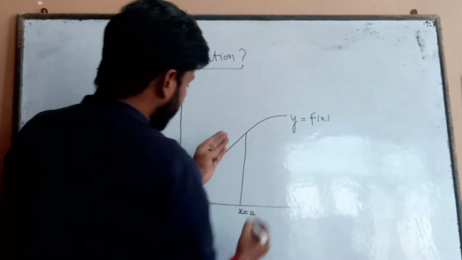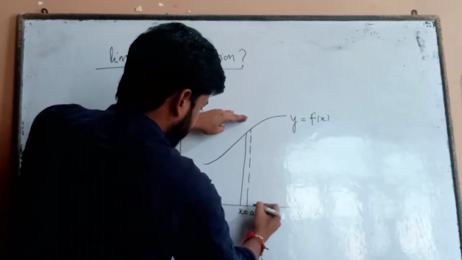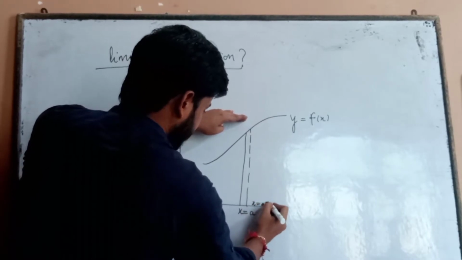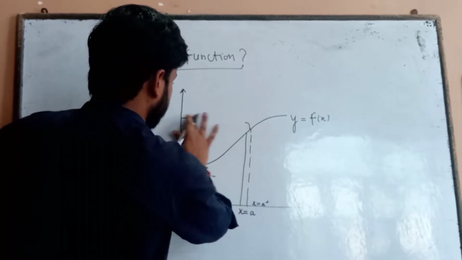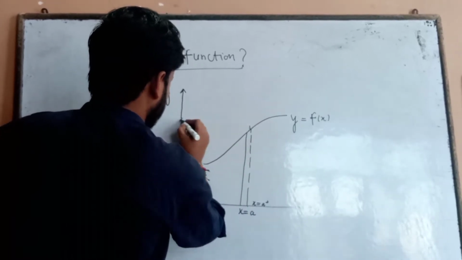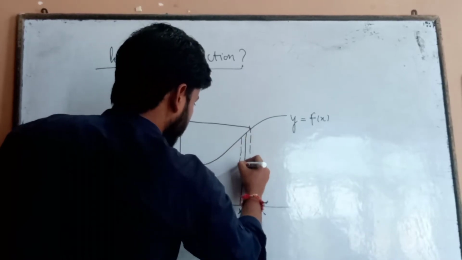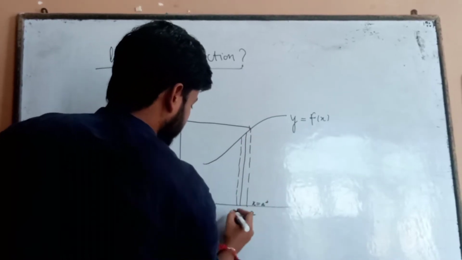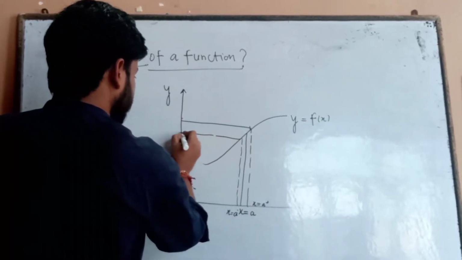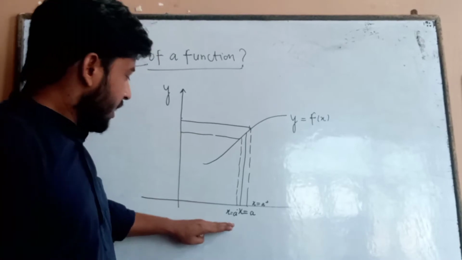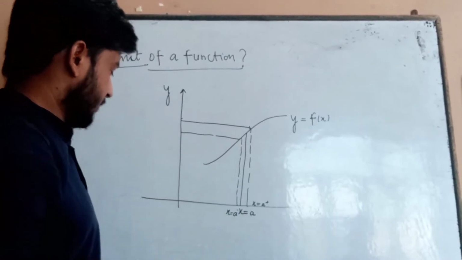So if we move further, x equal to a plus, the value is like this. And when we move here at x equal to a minus, the value is something like this. Here the left hand limit and the right hand limit are not the same, so the limit does not exist.